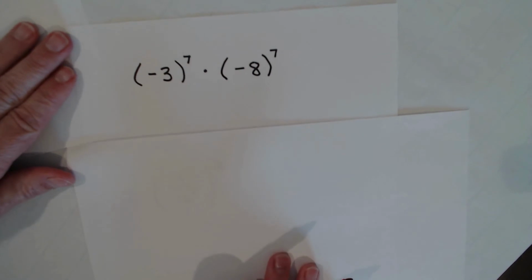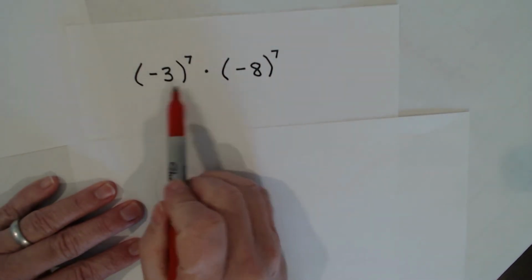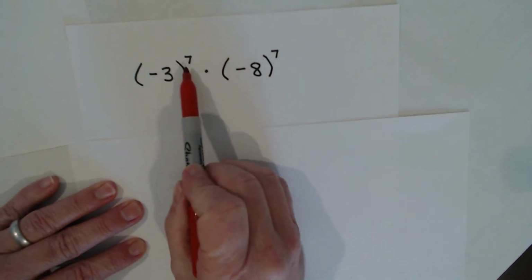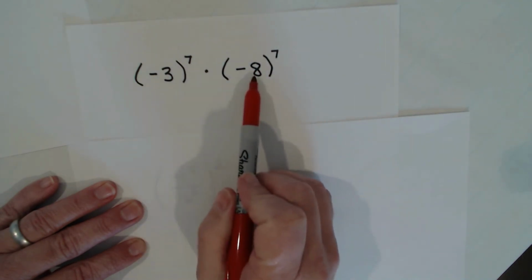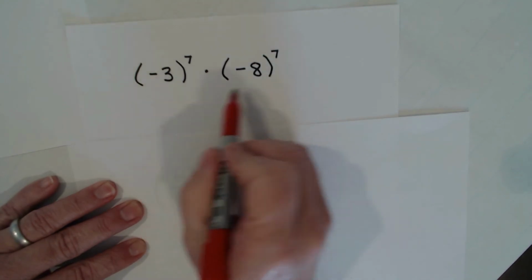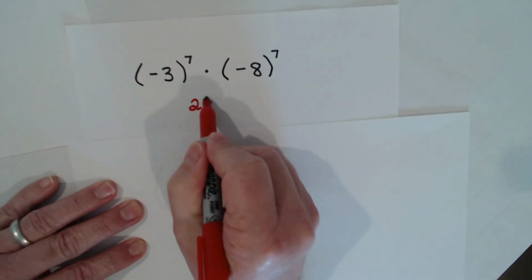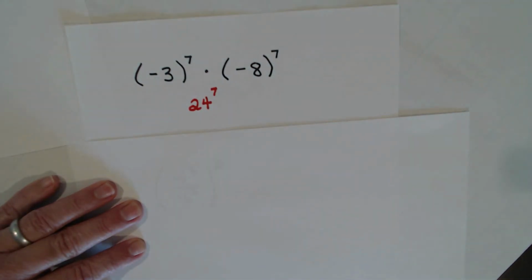2 more. Base on this one, -3. Base on this one, -8. But look at my exponents. They're the same. As soon as I have the same exponents, I can multiply these two together. So -3 times -8, a negative times a negative is a positive, +24. And then I keep my exponent since it's the same.